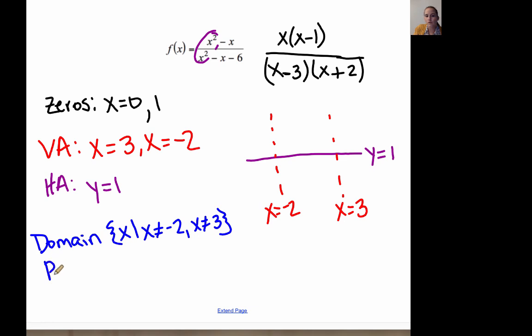And for our range, well, the horizontal asymptote is what affects our range. And we do have a horizontal asymptote here at y equals 1. So as I'm going up, I'm going to have to skip over that line right there because there's an asymptote there. So the range is the set of y such that y cannot equal 1. Okay? That's the characteristics that I want you to know, and ask me questions if you are unclear on anything.